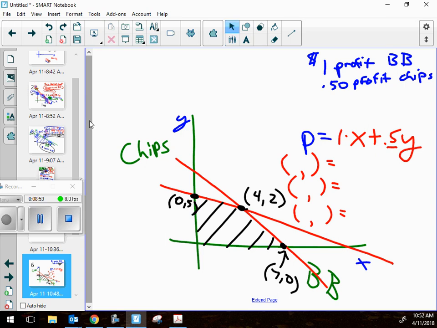Why am I not even testing 0, 0? Because there's no profit if you sell nothing, right? Yes, this is a corner, but there's no way that's the most profit for them. Figure out the profit at each vertice. I'm going to pause for a second while you try that.